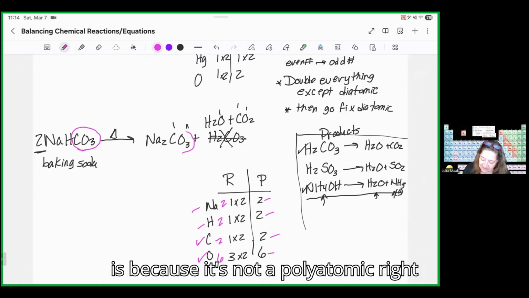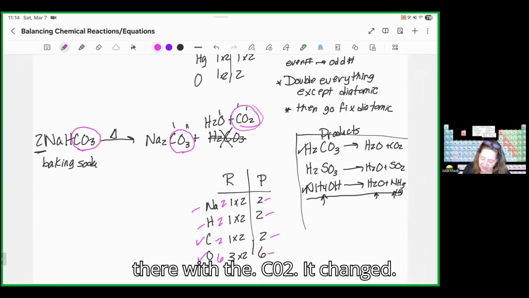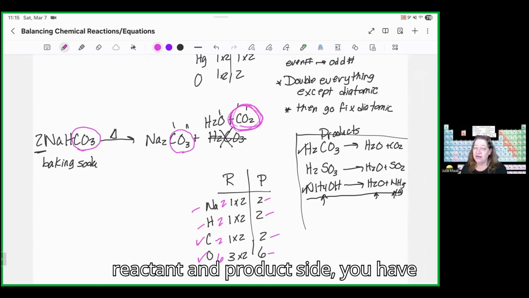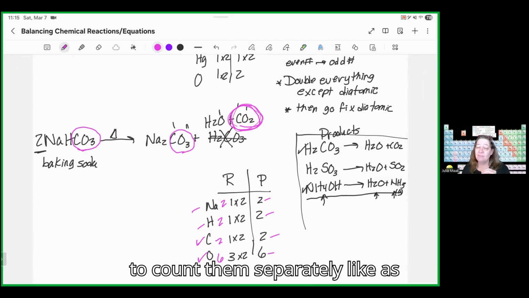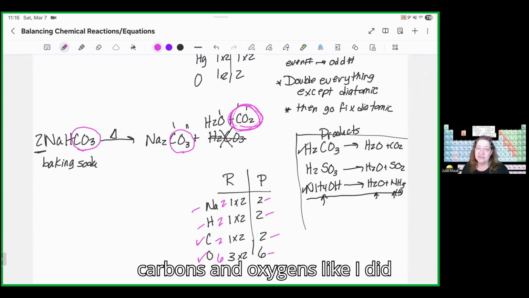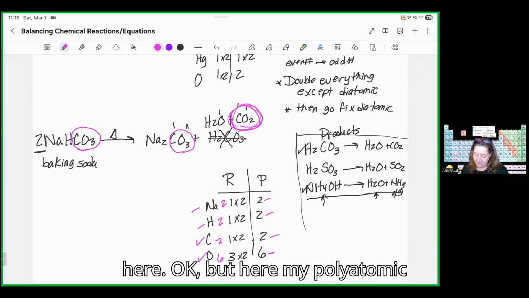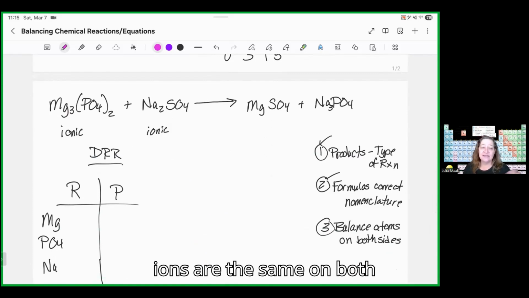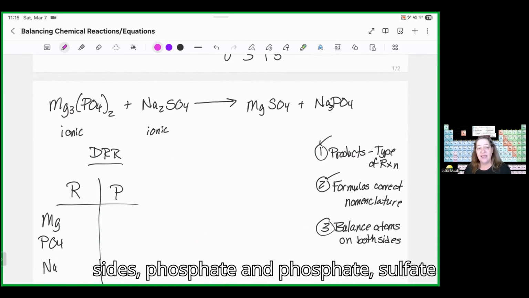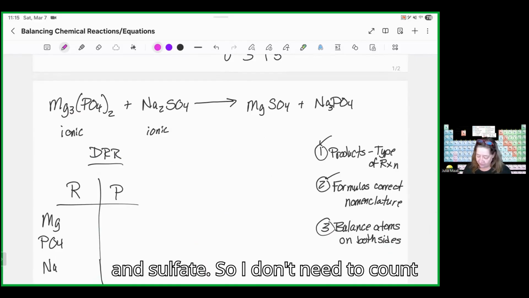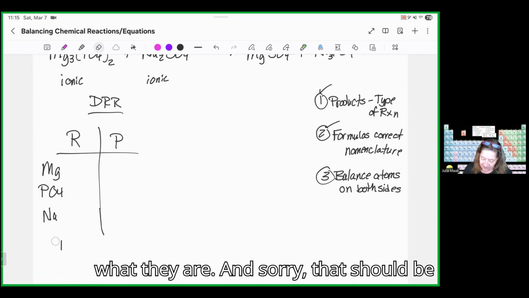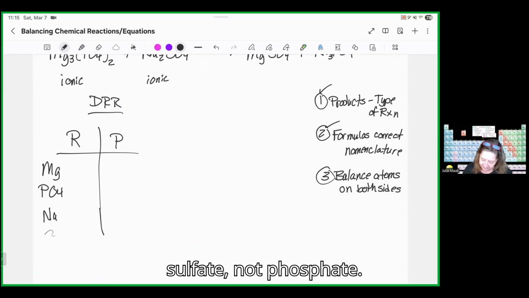The reason is because it's not a polyatomic right there with the CO2. It changed. If it is different on the reactant and product side, you have to count them separately, like as carbons and oxygens, like I did here. But here, my polyatomic ions are the same on both sides, phosphate and phosphate, sulfate and sulfate. So I don't need to count them separately. I can just count them as what they are. And sorry, that should be sulfate, not phosphate.